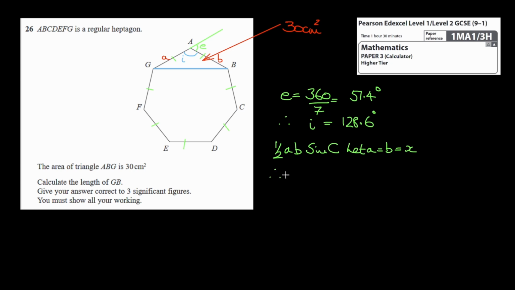So therefore we get a half X squared sine 128.6 must be equal to 30. Work that out on a calculator and you get X is equal to 8.76 centimeters. So there it is on the diagram, 8.76. We now know the sides. We know the angle here at the top. We know angle GAB.